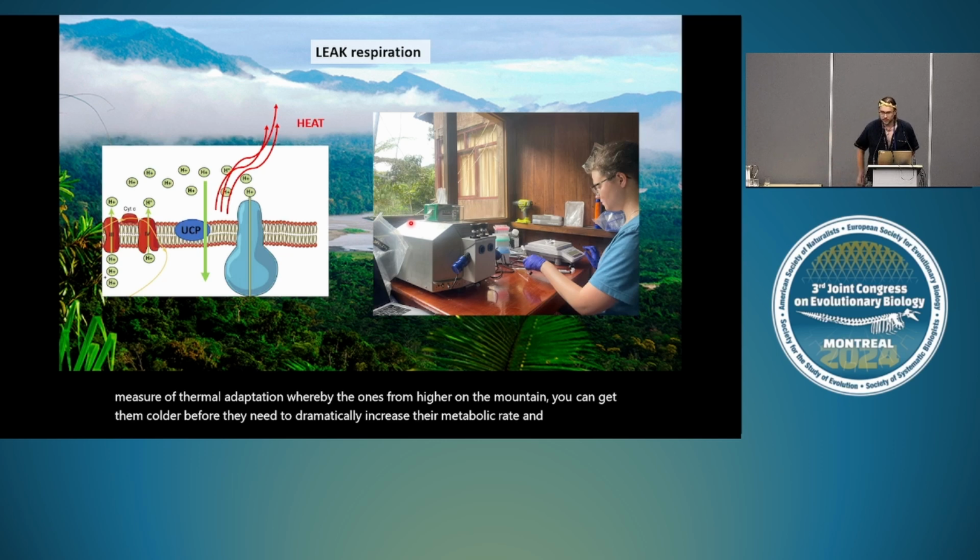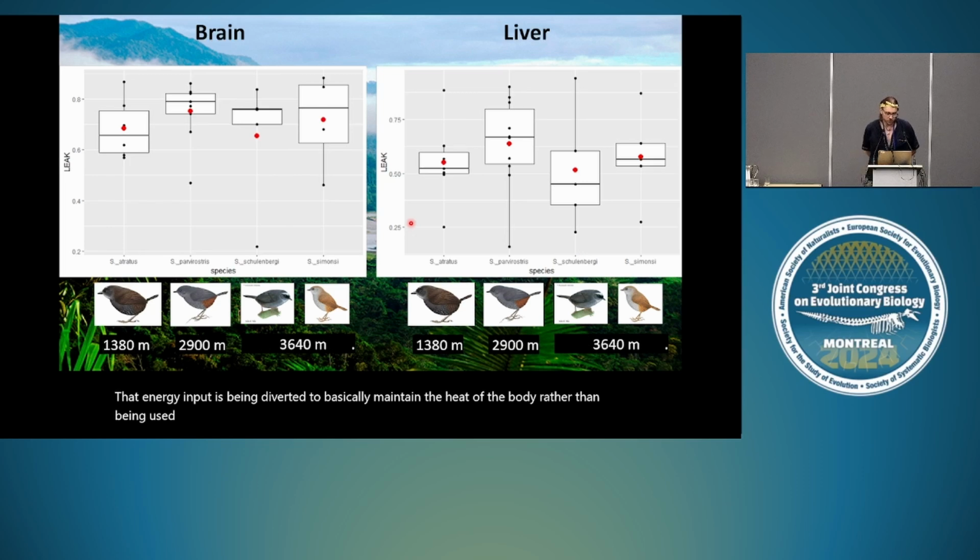And so we also dragged this mitochondrial respirometer down to Peru with us. Here's an undergrad using this in the field there, and what I'm going to show is one measurement called leak respiration, which is essentially how leaky is that mitochondrial membrane, how much of that energy input is being diverted to basically maintain the heat of the body rather than being used for useful energy.